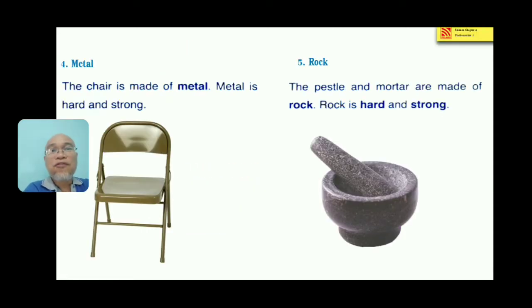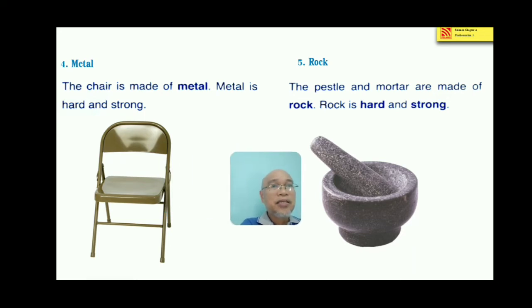Now, number 4 kind of material is metal. The chair is made of metal. Metal is hard and strong. Number 5, you see in the right picture here, the pestle and mortar are made of rock. Rock is also hard and strong.